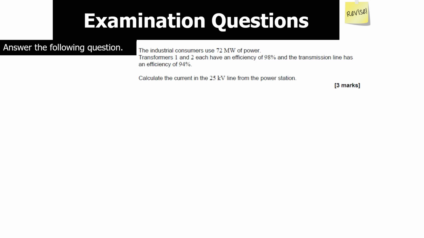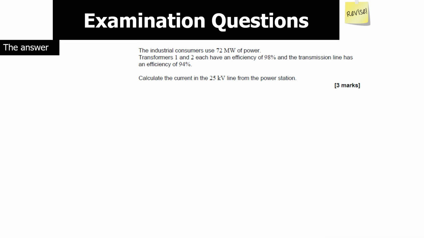The next question says the industrial consumers use 72 megawatts of power. Transformers 1 and 2 each have an efficiency of 98% and the transmission line has an efficiency of 94%. Calculate the current in a 25 kilovolt line from the power station. So pause the video now, then unpause the video when you want to go through your answer.